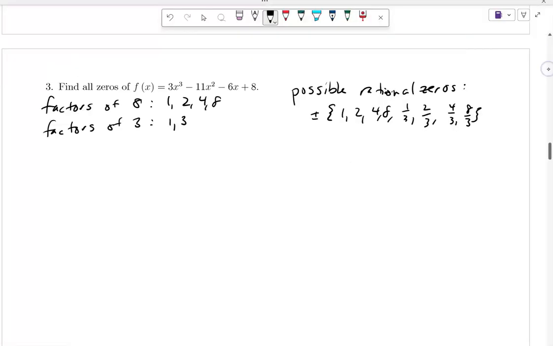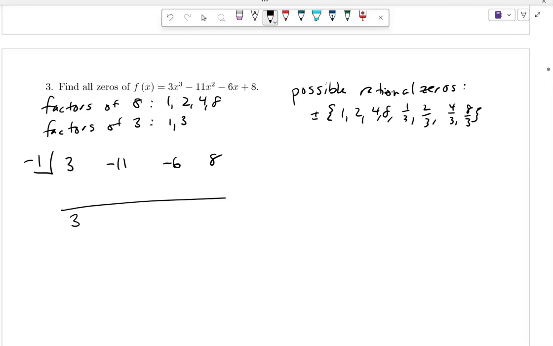Remember how we try it? We use synthetic division, right? If we plug the number in and get 0 out, that means it's a 0. So we'll do this with synthetic division. I'll use negative 1, 3, negative 11, negative 6, 8. How do we do synthetic division again? Yeah, multiply then add, right?